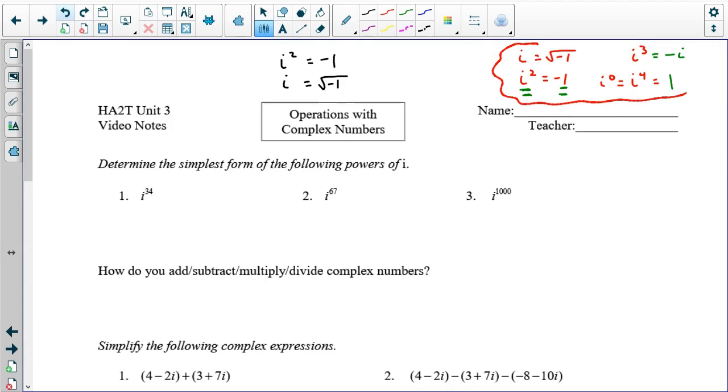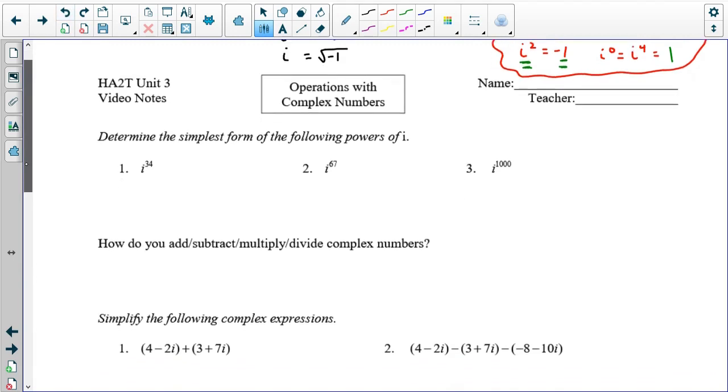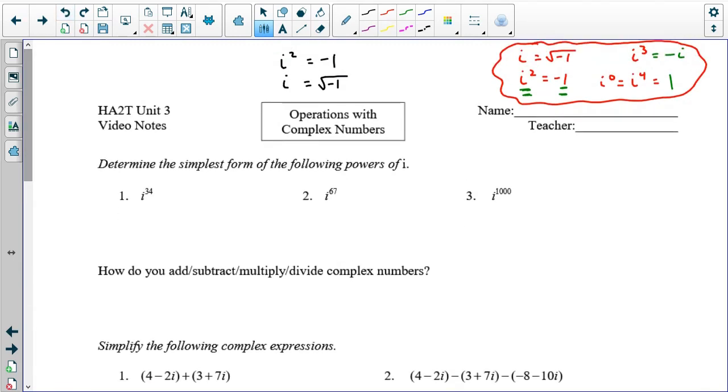And so what I'm putting in this little red bubbly cloud is essentially how I can easily do problems 1, 2, and 3, even though it looks quite complicated. So if I have i to the 34th, that's essentially the same thing as saying i to the fourth times i to the fourth times i to the fourth, 8 times, because if I have i to the fourth all the way, that would be the same thing as saying i to the 32nd.